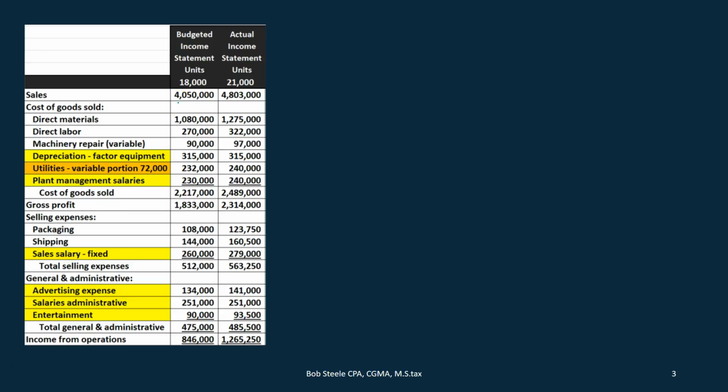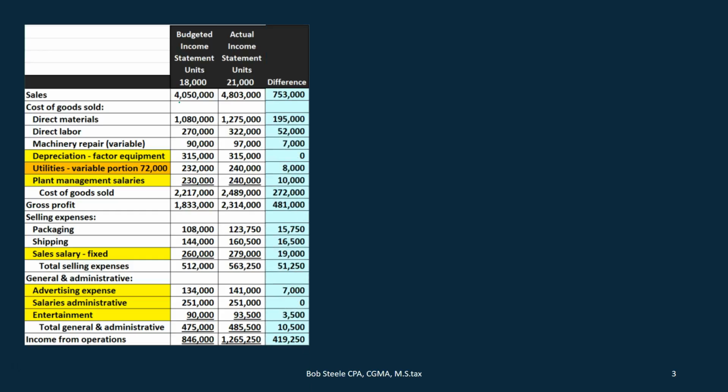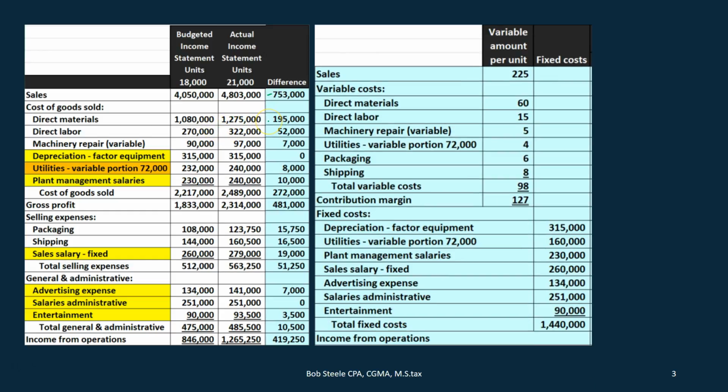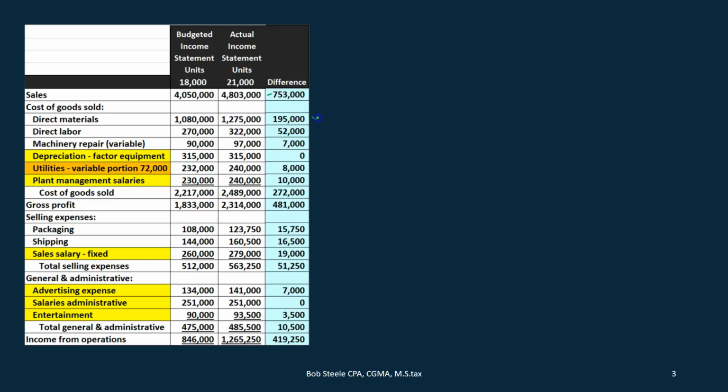If we just go line item by line item, for the sales, we have the 4,050,000 minus the 4,803,000 gives us this 753,000. That's good. And of course, why is it good? Well, it's going to be higher because we actually sold more on the actual here. We sold 21,000 compared to the 18,000, so we would expect the sales revenue to be higher. If we look at the direct materials, this is what we budgeted. This is what actually happened. In this case, this is unfavorable because what actually happened is higher.